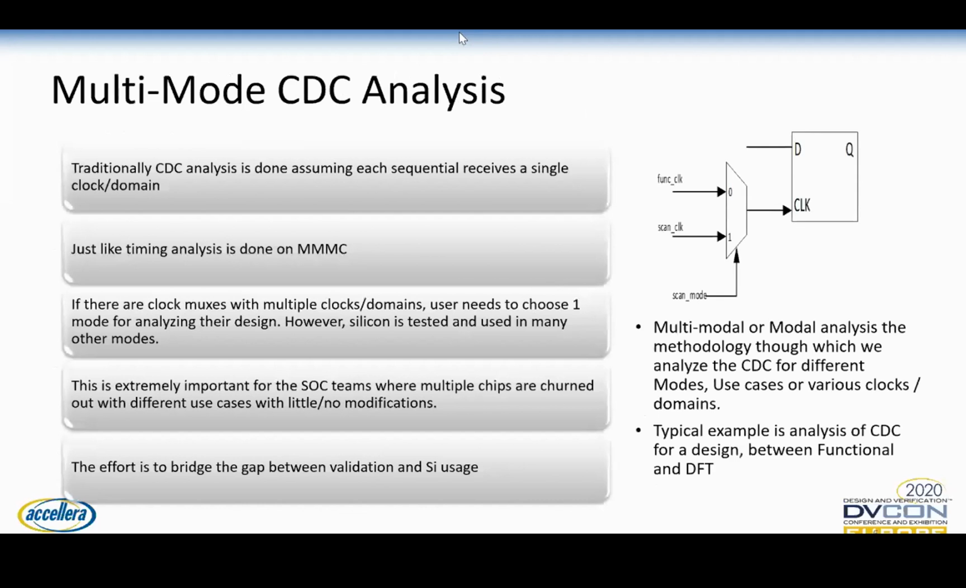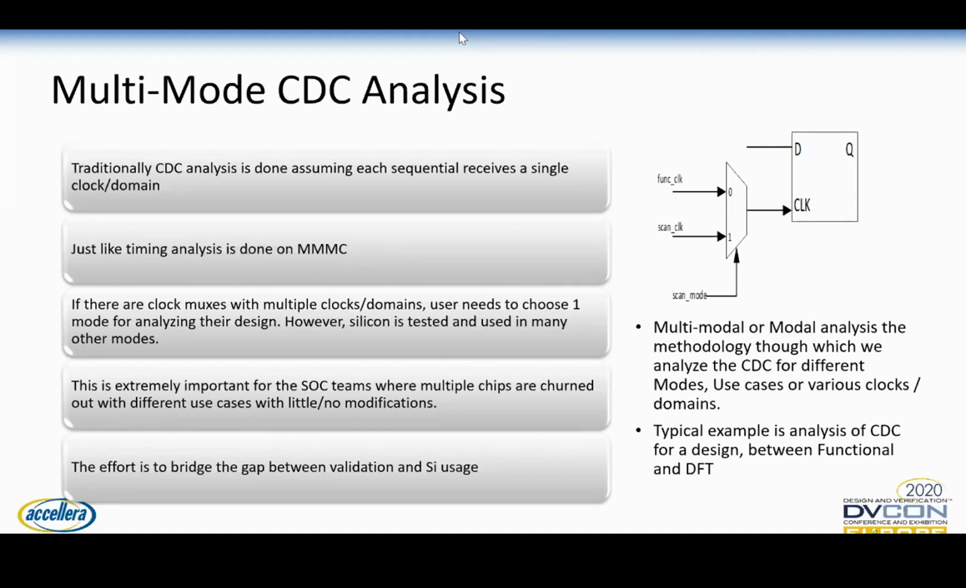Going next, multi-mode CDC analysis. As I discussed, traditionally our CDC has always been done with one mode of operation. And since the CDC tool is a static tool, it assumes each sequential element only receives a single clock domain. But in reality, it is not true, right? We all know that there are multiple modes of operation, and in the static domain, we have to have a lot of set case analysis that will ensure the mode of operation is in a single mode, right? But that is not sufficient.